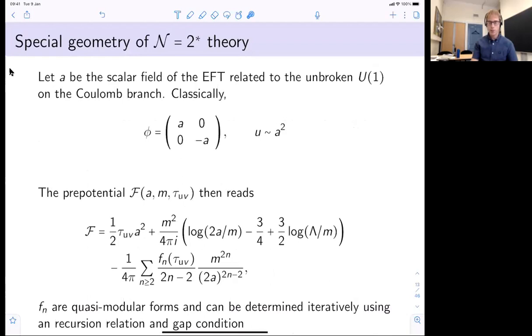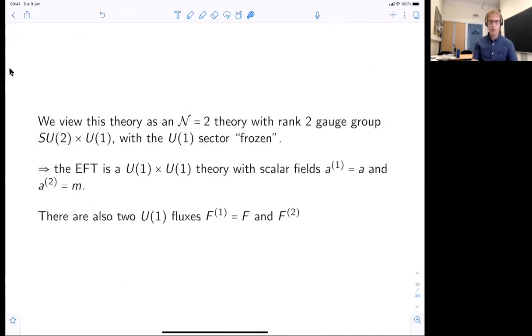Okay, so now in fact, we will use a slightly different viewpoint in a big part of the talk. We view this theory as an N=2* theory with a rank two gauge group, SU(2) times U(1), rather than just the SU(2), but where the U(1) sector is frozen in a sense. So we will fix the fields. It will be convenient for us to fix the fields at specific values.